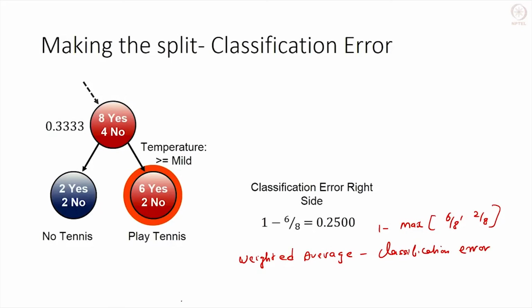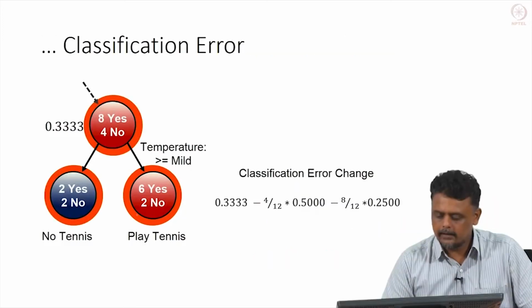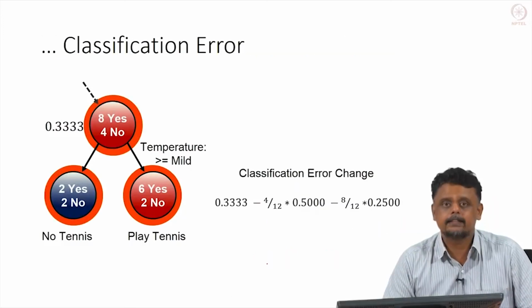Here the weighted average corresponds to the weighted average of the two nodes here. Okay. So, you can call this the parent node and these two the two child nodes. So, we have to calculate the weighted average of these two. So, how do we do that? Then we will see if you look at the classification error change.